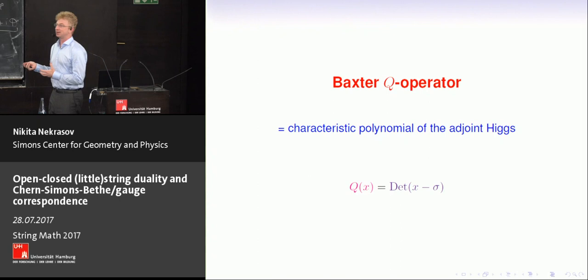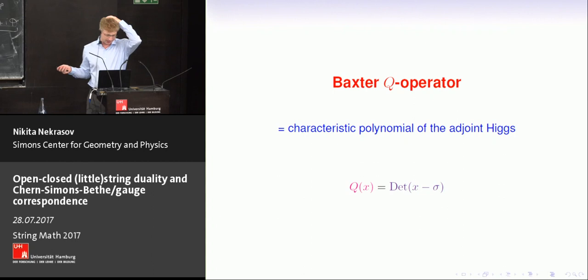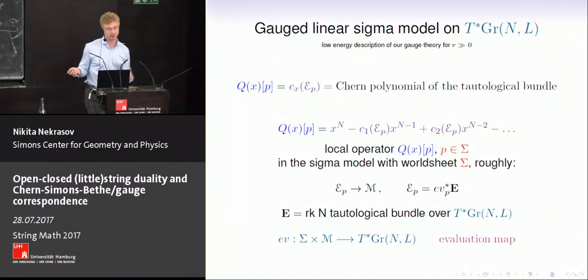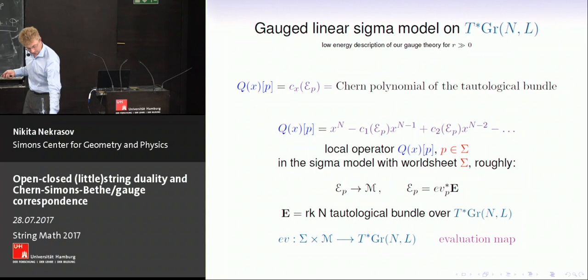So the Baxter Q operator, which plays a crucial role in the analysis in the functional Bethe ansatz, turns out to be simply the characteristic polynomial of the adjoint Higgs, something which is very natural on the gauge theory side. It's an operator which depends on the auxiliary parameter x. There is some mathematical version of this identification. It's been made more precise and improved recently in the work by Pushkar, Smirnov, and Zeitlin, even in the K-theoretic context.